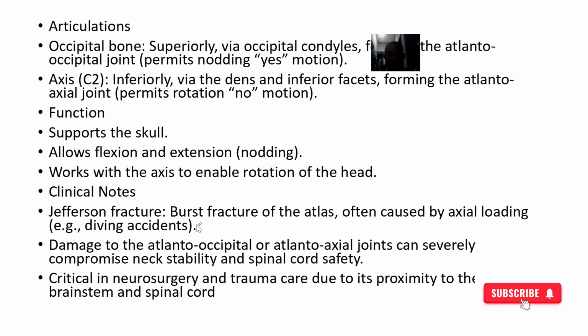A Jefferson fracture is like a burst fracture of the atlas. There could also be damage to the atlanto-occipital or atlanto-axial joints. It's very, very important in neurosurgery and trauma care, because it is close to the brain stem and the spinal cord.